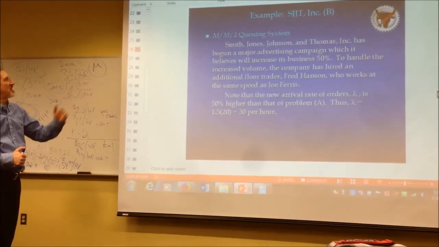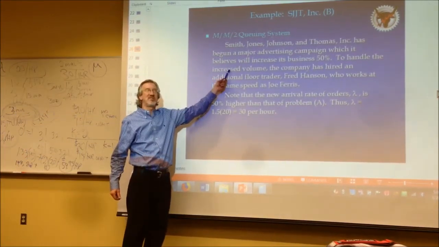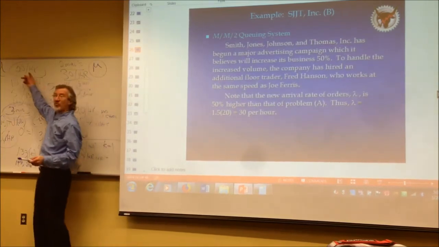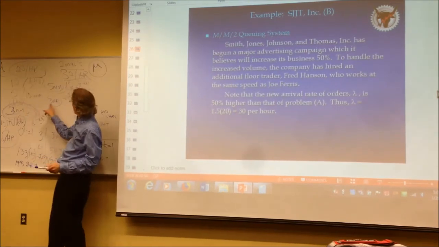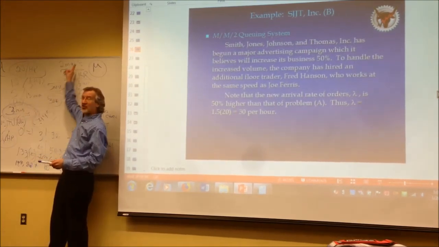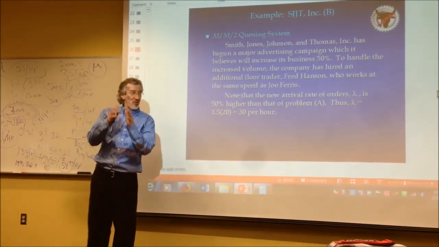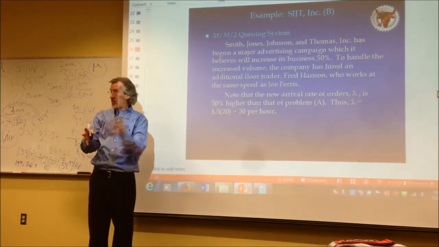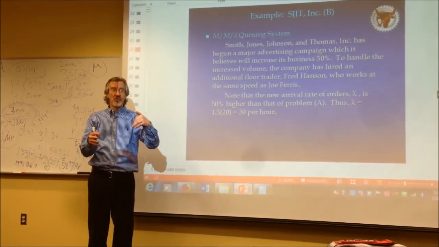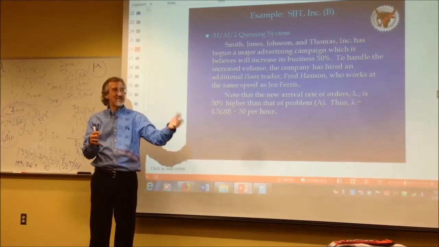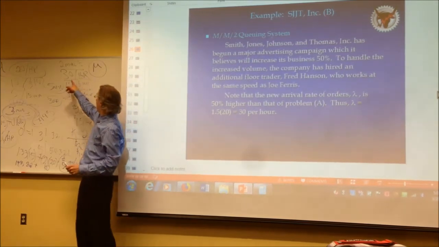So the company said, we're going to do an advertising campaign, and we believe it will increase our business by 50%. Calls are coming in at 20 per hour, but it's going to increase our business by 50%. So now calls are going to come in at 30 per hour. Joe can still help them at 30 per hour. But if you have only one person that can help them at 30 per hour, calls are averaging coming in at 30 per hour, that's unsolvable. The arrival has to be less than the service unless you have multiple channels.